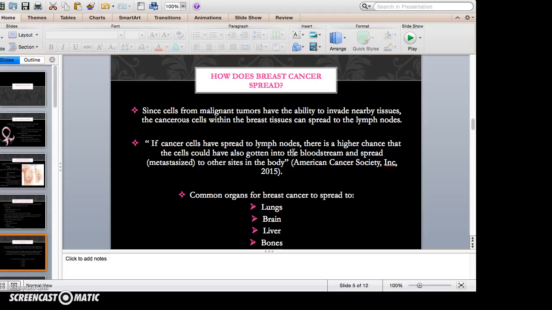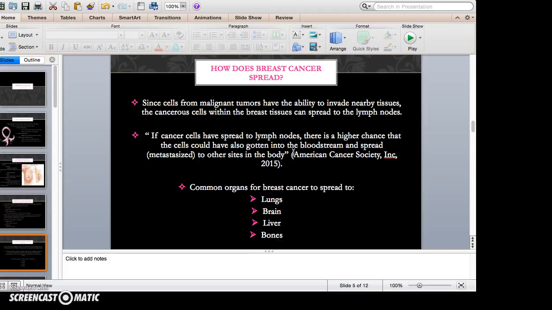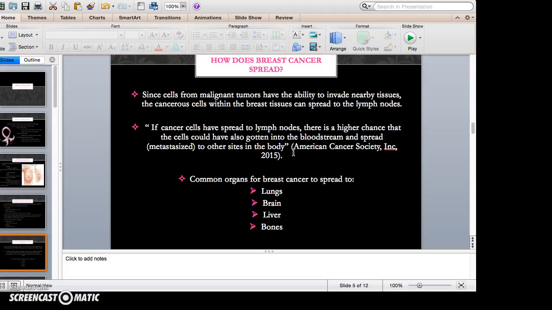If cancer cells have spread to the lymph nodes, there is a higher chance that the cells could have also gotten into the bloodstream and spread, also known as metastasized, to other sites in the body. Common organs that breast cancer can spread to are the lungs, the brain, the liver, or the bones.